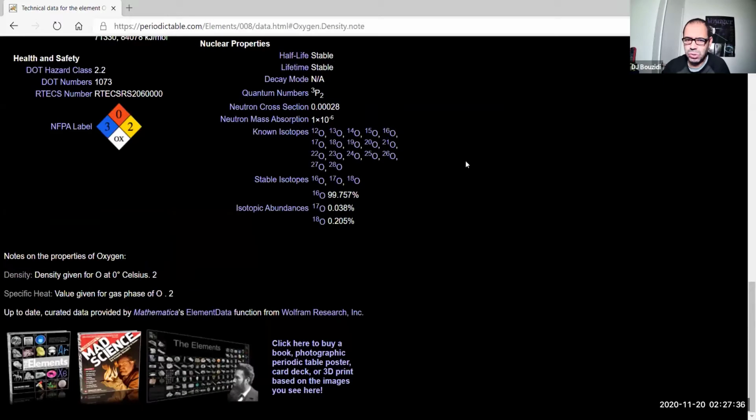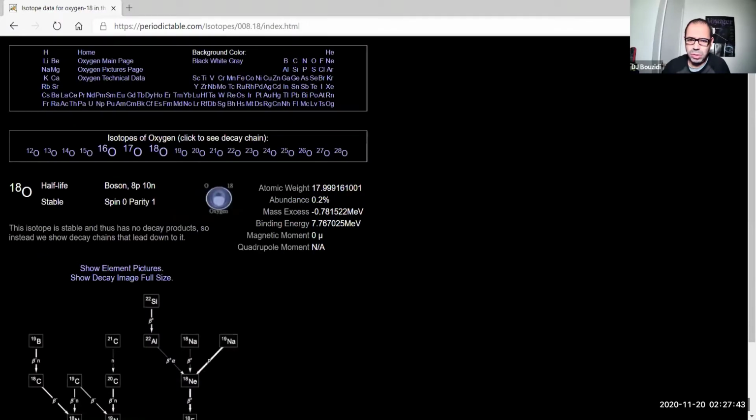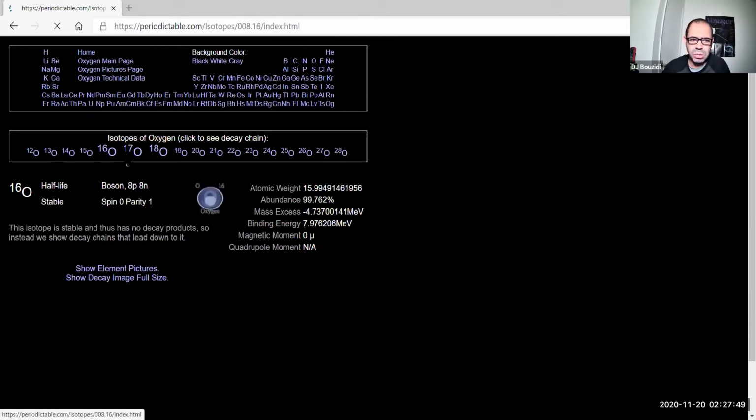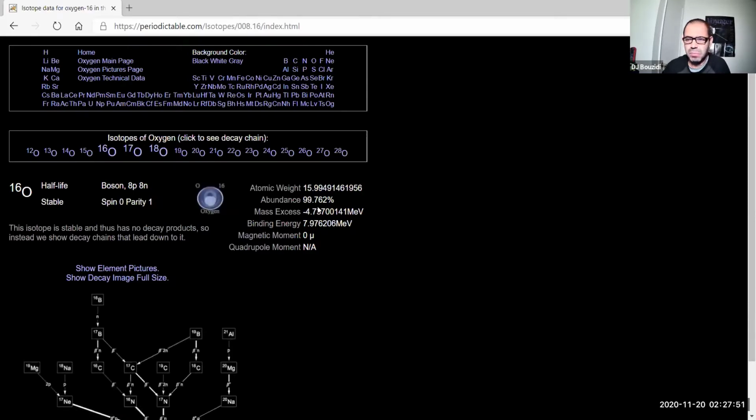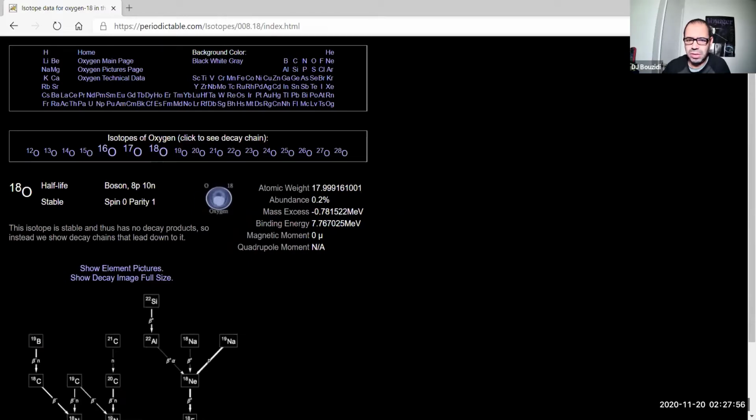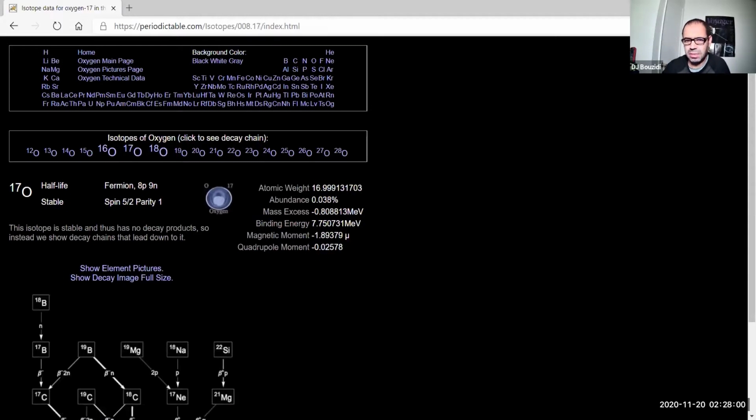So let's check again on the notes and see the isotopes. Here is the isotope we have found. This one actually exists a little bit in nature, 0.2%. Most of the time it's the other one. Let's check the 16. The 16 is 99.796%. It's mostly the 16. The 18, on the other hand, is 0.2. The 17 is even less. So these are the main isotopes.